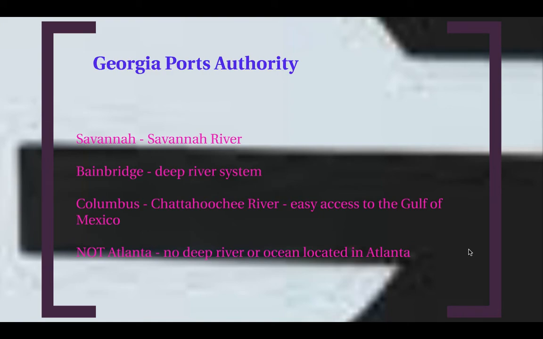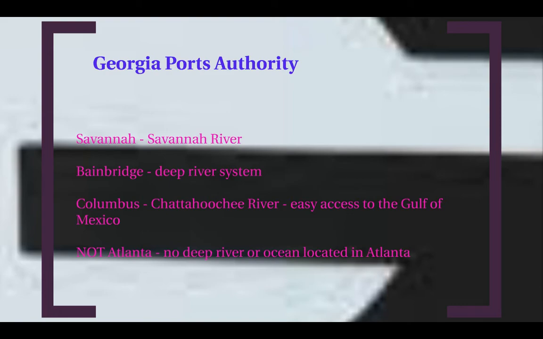Georgia Ports Authority. This was one question that was missed, so go back and make sure we understand this. First of all, the Georgia Ports Authority operates 3 ports in the state of Georgia. The Savannah Port, because of the Savannah River. The Port of Bainbridge, because it has a deep river system. And the Port of Columbus. Now, you wouldn't think Columbus would be operated by the Georgia Ports Authority, but the Chattahoochee River flows through Columbus, and it has easy access to the Gulf of Mexico.